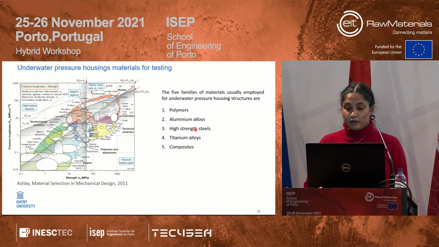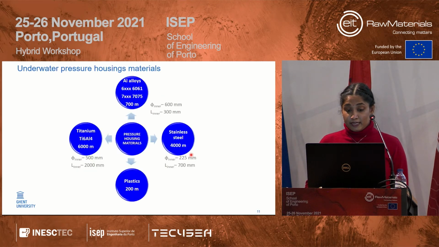So from this literature piece, we have shortlisted five materials. Those are polymers, aluminum alloys, high-strength steels, titanium alloys, and composites. Then we had a brief literature dive again, and we looked at what depths these materials actually operate at. For example, aluminum alloys operate at 700 meters of depth, whereas stainless steel operates at 4,000 meters and titanium alloys operate at 6,000 meters, whereas plastics are not so reliable at higher depths. They are limited to 200 meters in operation.